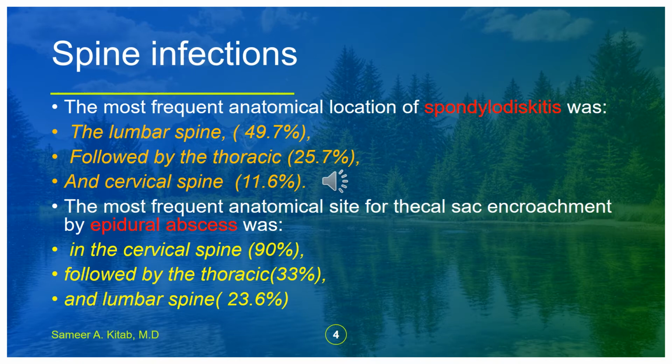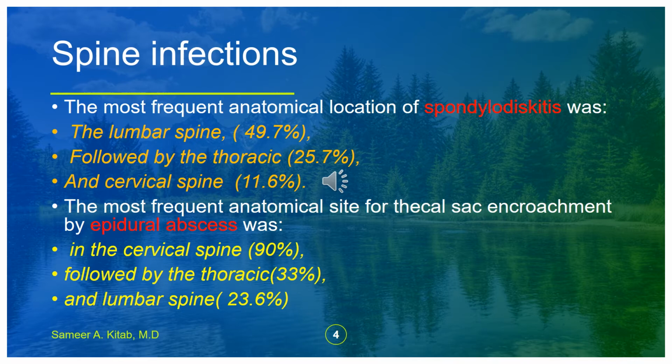Anatomical location of spondylodiscitis: involving the lumbar spine in about 50% of cases, followed by the dorsal spine, 25%. The cervical spine has the least rate of involvement in pyogenic spine infections. And the most frequent anatomical site for thecal sac encroachment by epidural abscess is something different. And this is related to the location of the spinal cord and to the diameter of the spinal canal.